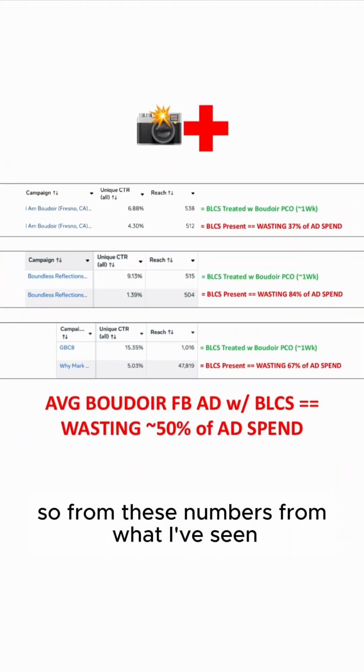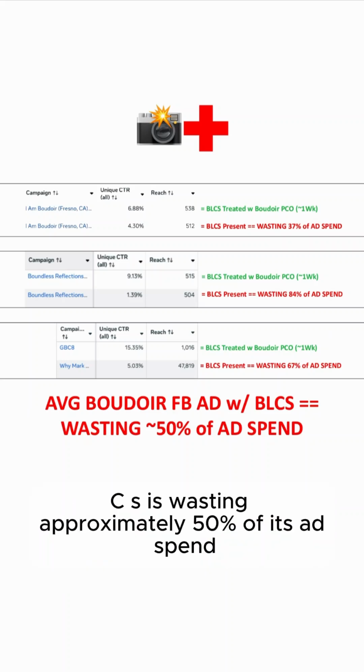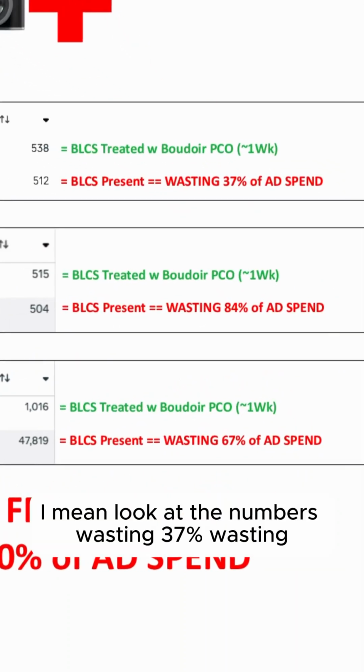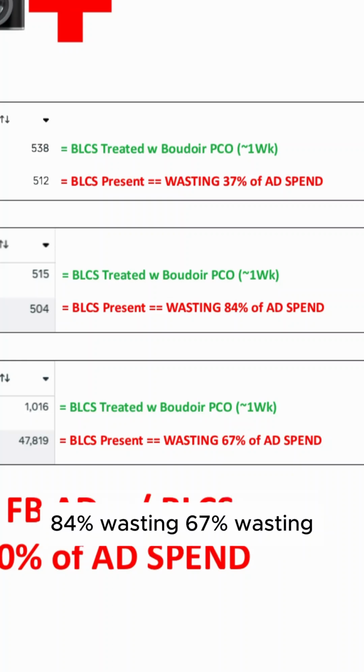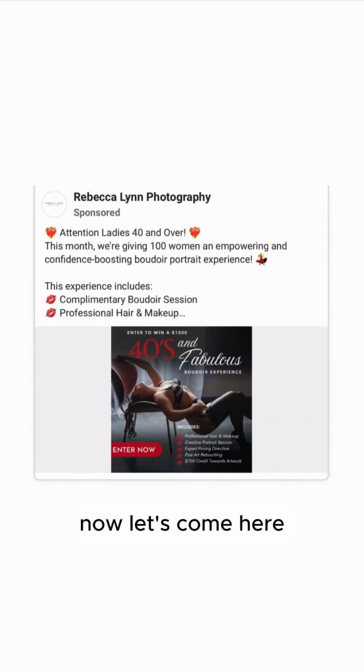So from these numbers, from what I've seen, the average boudoir Facebook ad with BLCS is wasting approximately 50% of its ad spend. I mean, look at the numbers, wasting 37%, wasting 84%, wasting 67%, so it's wasting approximately 50% of its ad spend. Now let's come here.